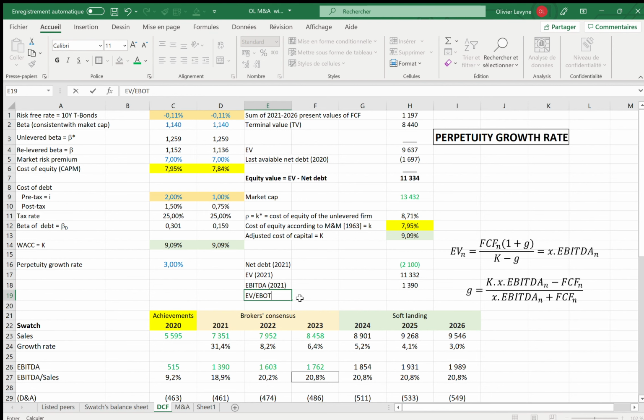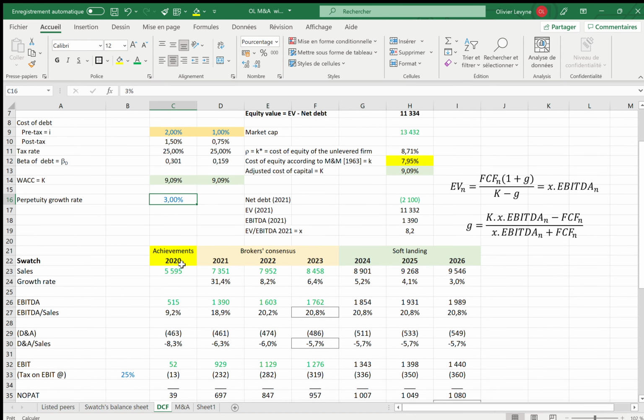EV to EBITDA 2021, which is 11,332 divided by 1,390, which is, with one figure after the point, 8.2. So now we know that X corresponding to what we have here is 8.2. And based on that, we can definitively calculate the perpetuity growth rate.